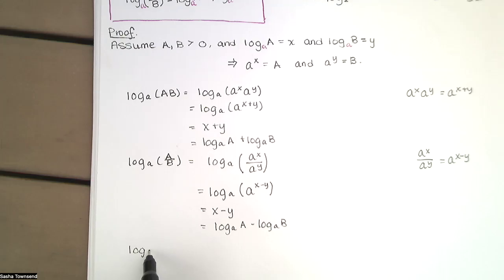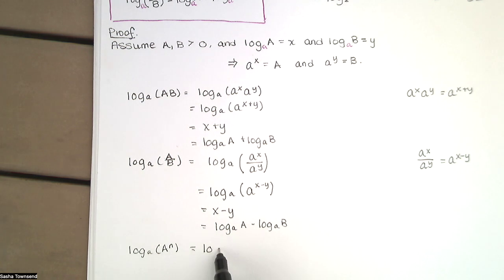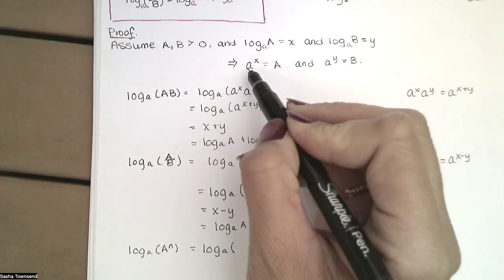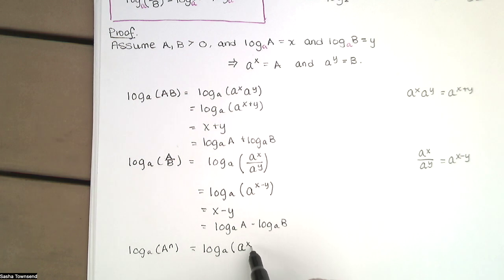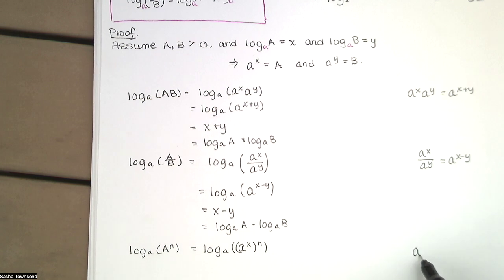Now for log base a of A to the n, there are a couple of different ways you can think about it. You can think about that using log properties if you want to. A is a to the x. So this is a to the x in parentheses raised to the n. If I take a to the x and I raise it to a power, we just multiply those two exponents together. So this is a to the x times n.